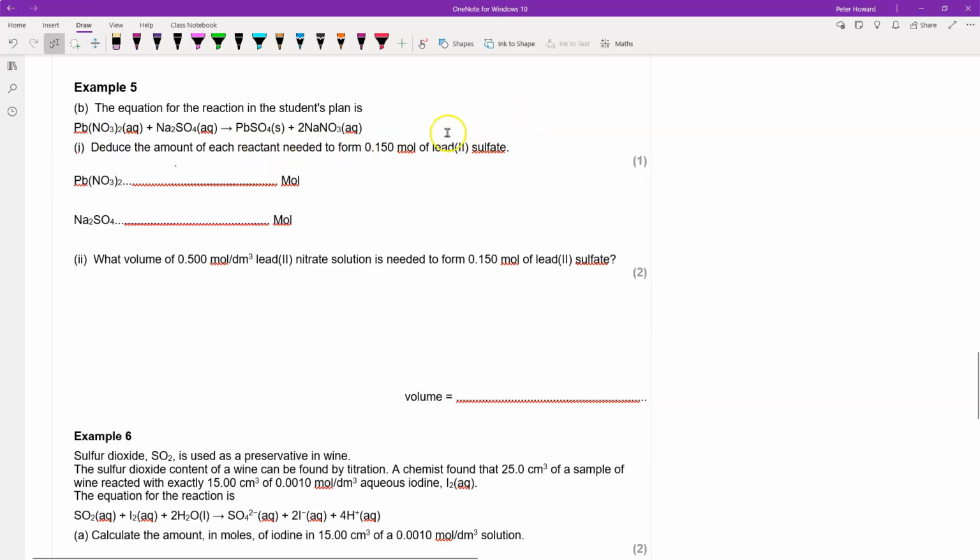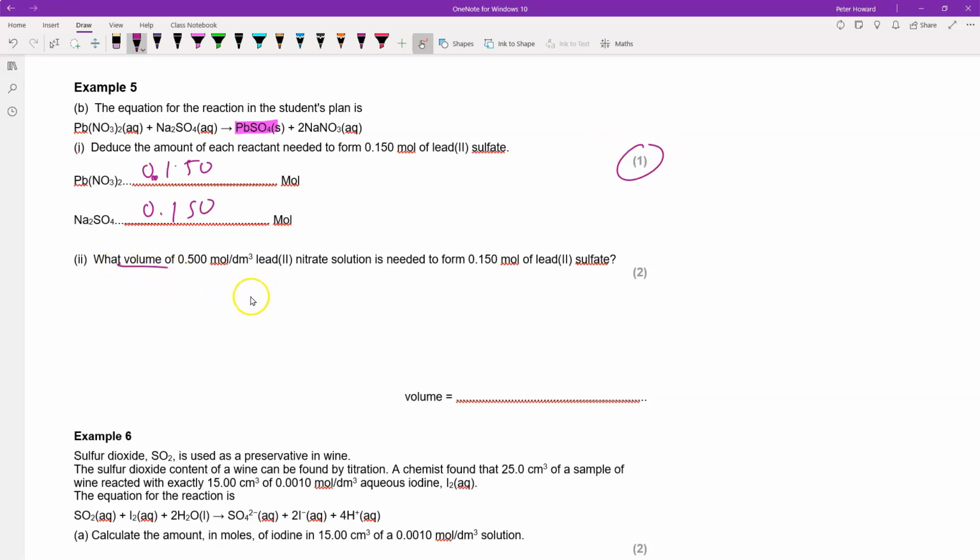So deduce the amount of each one needed to form 0.15 moles of lead sulfate. So let's find our lead sulfate. Here's our lead sulfate. So if we look here, to form lead sulfate, we need the same amount of each, so 0.150 and 0.150 moles of that. Again, it's only worth 1 mark, so that suggests it's right.